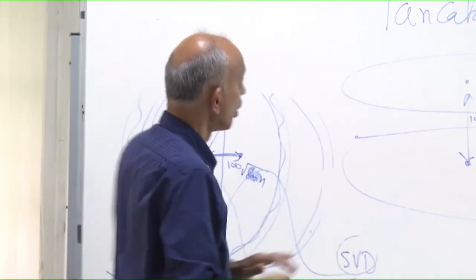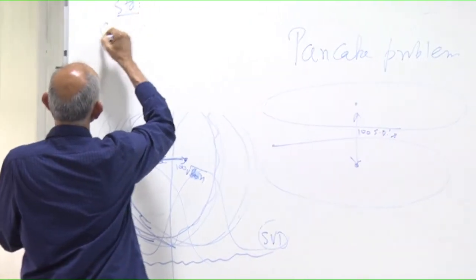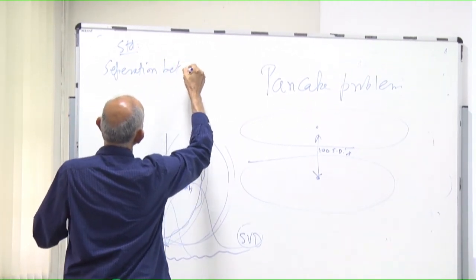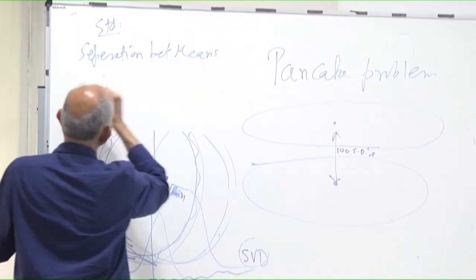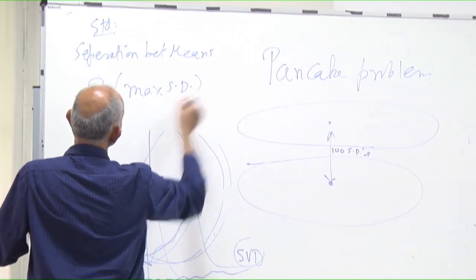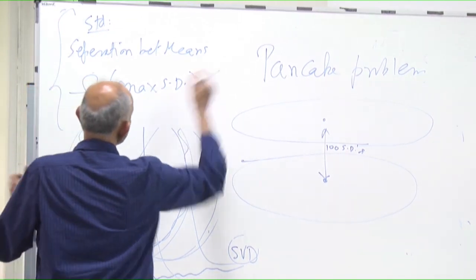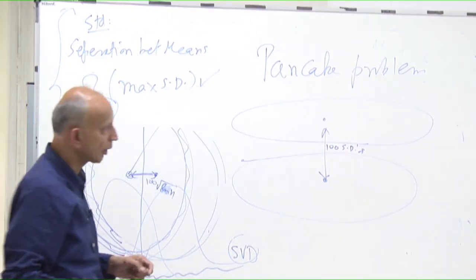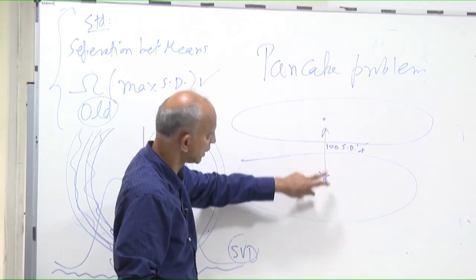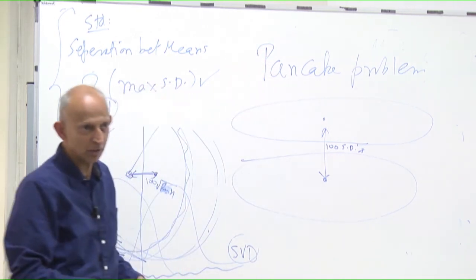Okay. So what is standard is separation between means which is omega of the maximum standard deviation. This is old, right? Then that's okay. But ideally, you would like the standard deviation in the direction joining the centers, and I give you 100 times that separation. Can you do it? That's not easy.